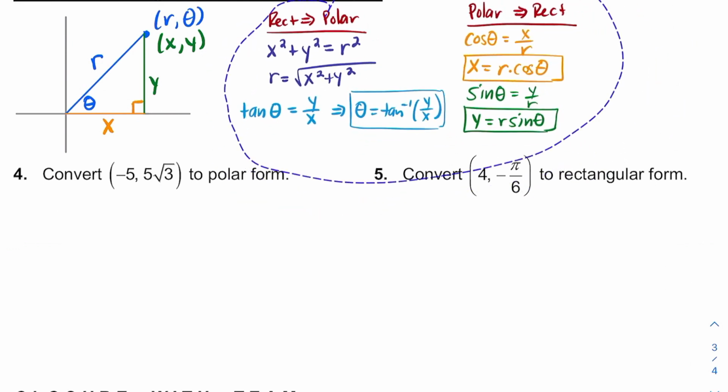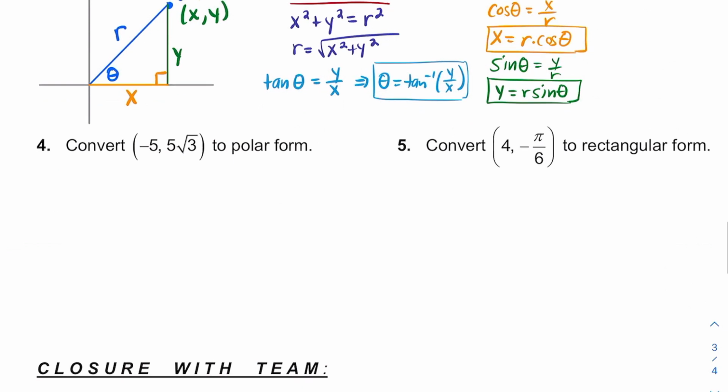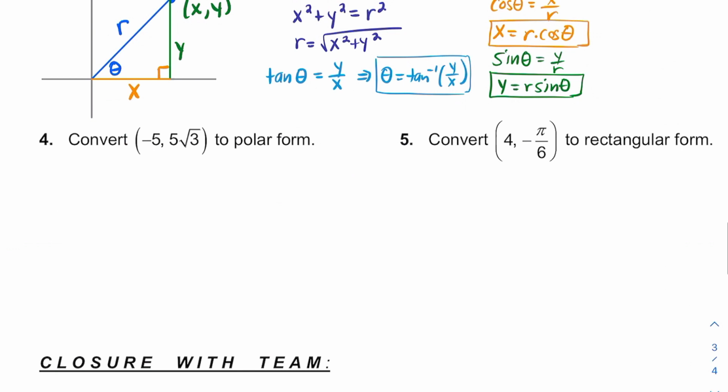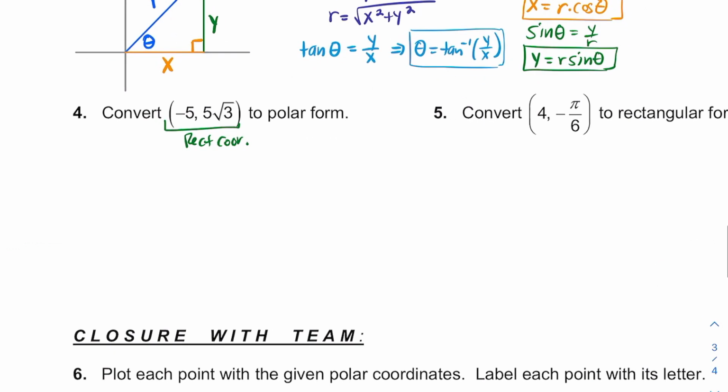Okay, so for the first one, it says convert (-5, 5√3) to polar form. So that means that this is a rectangular coordinate. And I know it looks a little frustrating to have a square root in there. I promise you it will actually make the number come out better. So (-5, 5√3) is going to be somewhere around here.